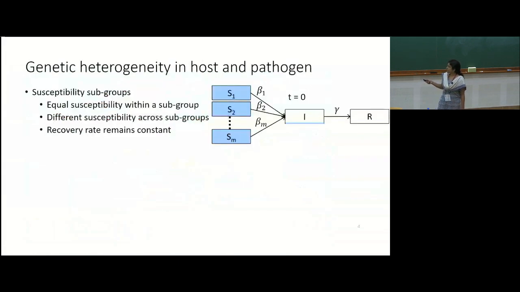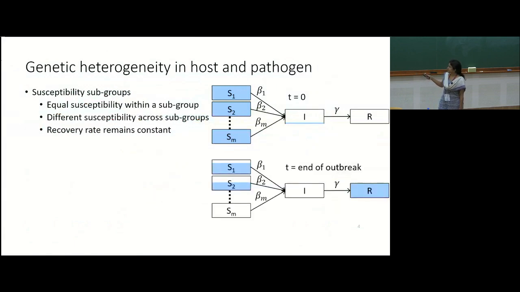So the way we do this is we assume subgroups in the susceptible compartment. At the beginning of the simulation, there is one infected individual. The simulation ends when there are no more infected individuals left. Within a susceptibility subgroup, we assume equal susceptibility. Different susceptibility is assumed across different subgroups, but the recovery rate remains constant. So once an individual becomes infected, all the individuals behave in the same way.